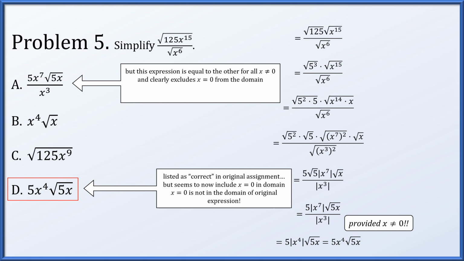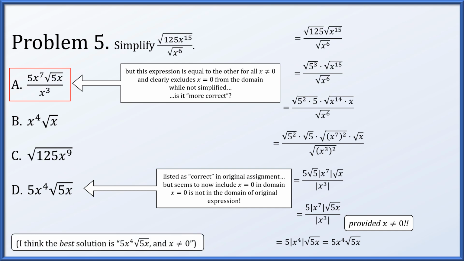That turns out to not be so important because, as we discovered, the absolute value of x to the 7th over the absolute value of x cubed is the same thing as x to the 4th, which is what you could simplify this down to. Okay, but this isn't quite simplified. Does that mean it's more correct because it indicates that 0 is not in the domain, whereas option D seems to include 0 in the domain? I don't know. I do think the best solution is just to write 5x to the 4th times the square root of 5x and specify that x equals 0 is not in the domain.